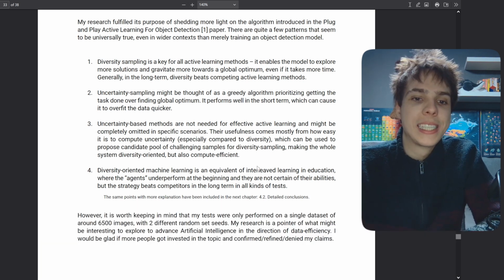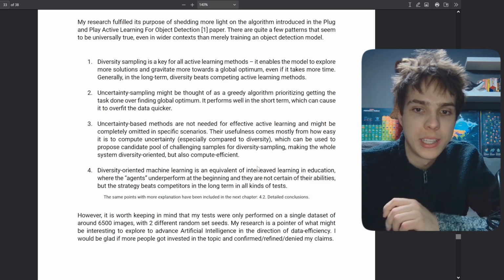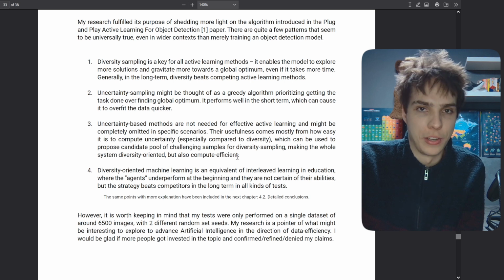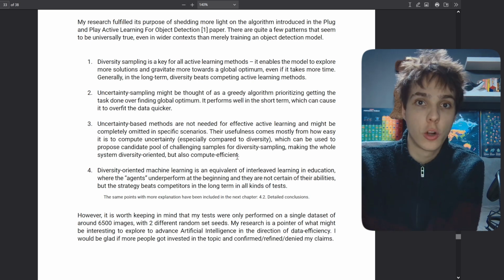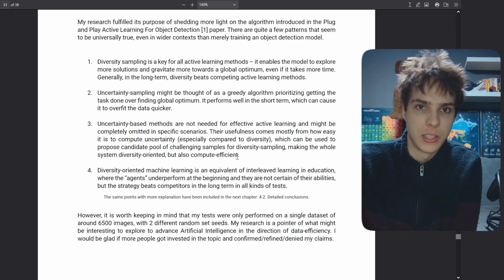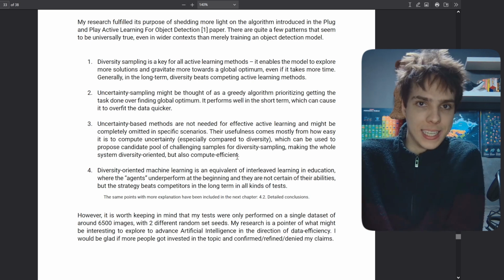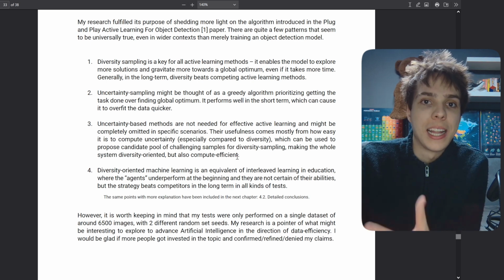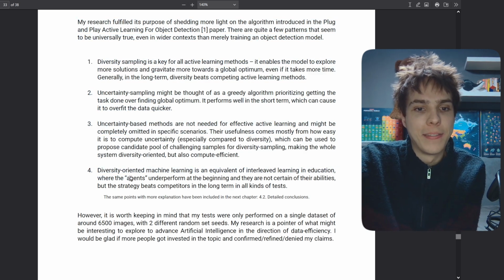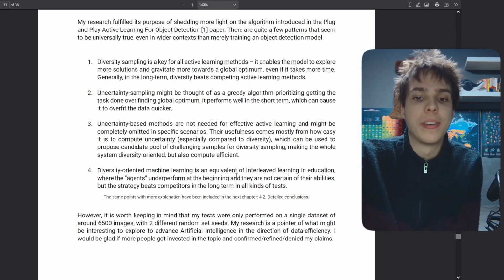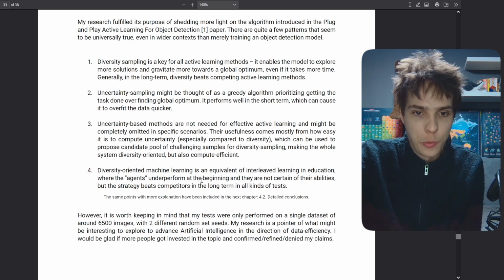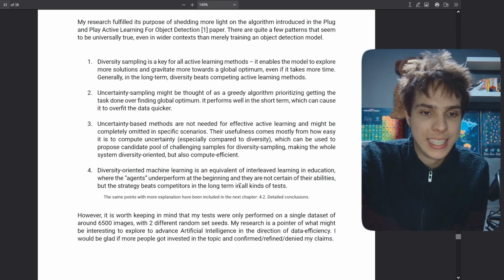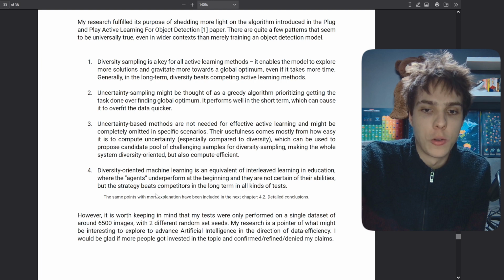Uncertainty can be used to propose a candidate pool of challenging samples for diversity sampling, making the whole system diversity-oriented but also compute efficient. That's how I understood the whole pipeline, the whole algorithm, the combination of these two sampling methods. It's all about diversity, but uncertainty-based sampling helps you to filter down the candidate pool. And then fourth, diversity-oriented machine learning is an equivalent of interleaved learning in education, where the agents underperform at the beginning and are not certain of their abilities, but the strategy beats competitors in the long term in all kinds of tests.